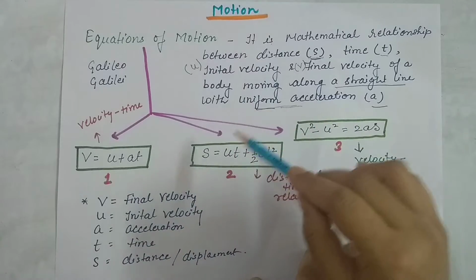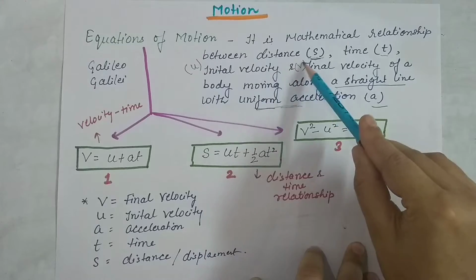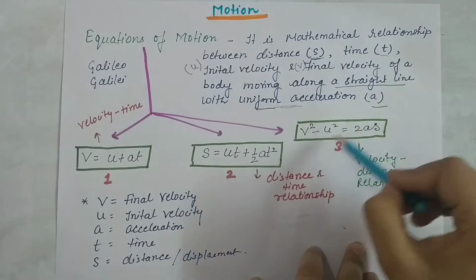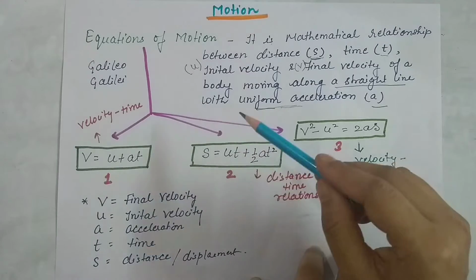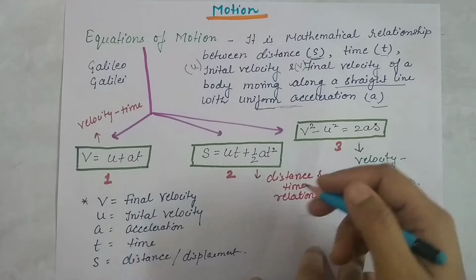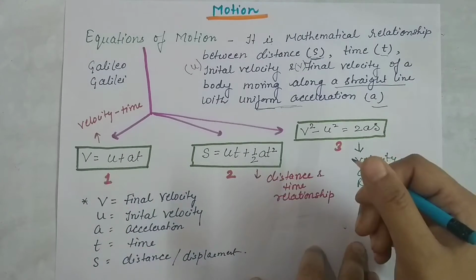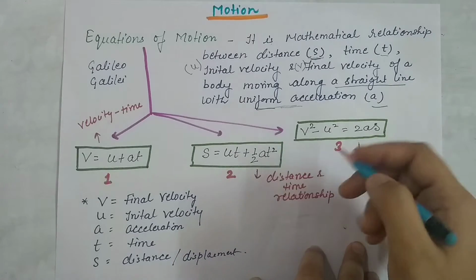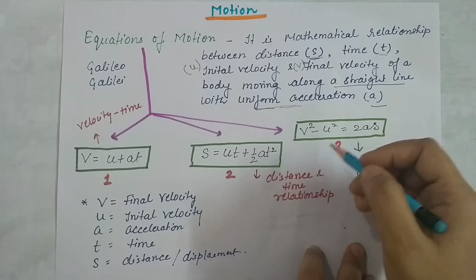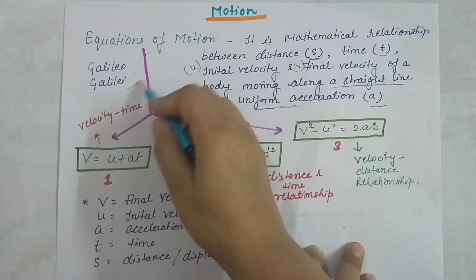Here we are going to study the mathematical relationship of how distance, time, initial velocity, final velocity and acceleration are related to each other. These equations help us find the position or the velocity of the object relative to a particular reference. The equations of motion were first given by Galileo.